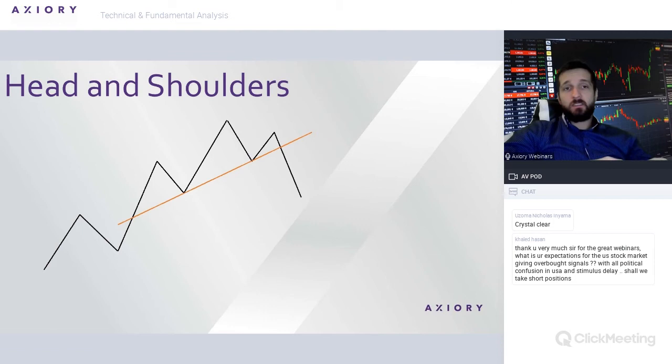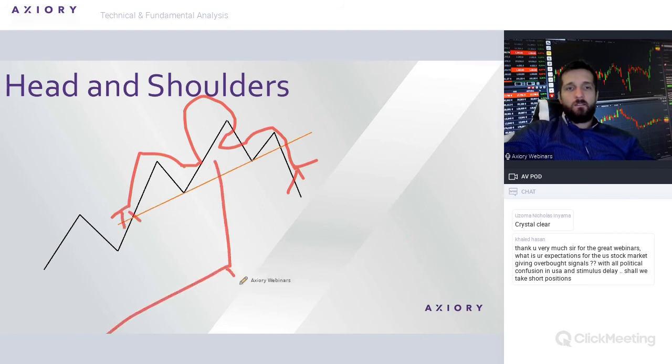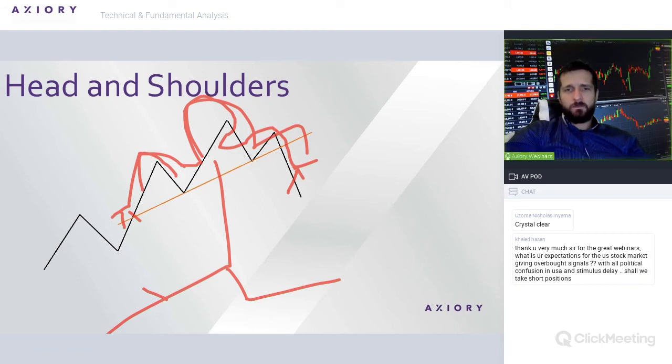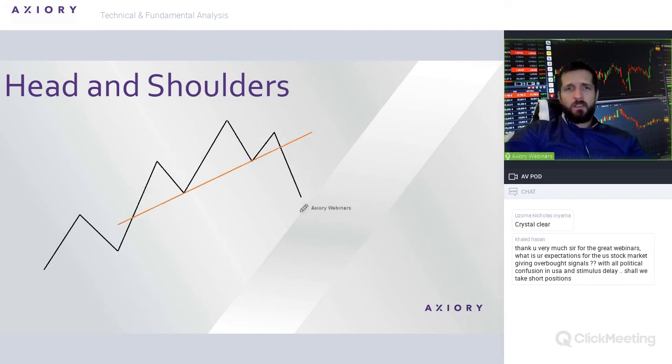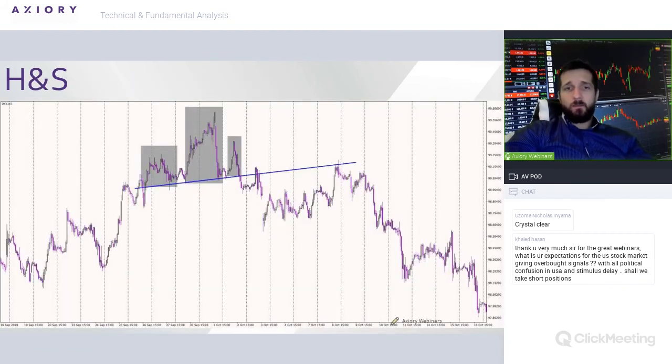This formation is head and shoulders. You can see that this is kind of a man here, he has a shoulder, he has a head, and he has another shoulder. And this formation gives you a signal to go down. Let's see a few examples.